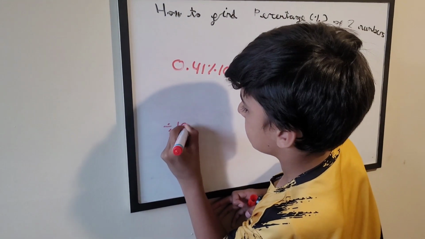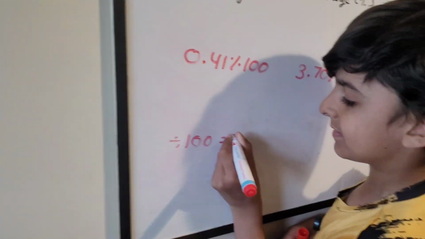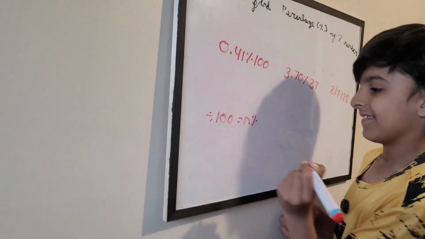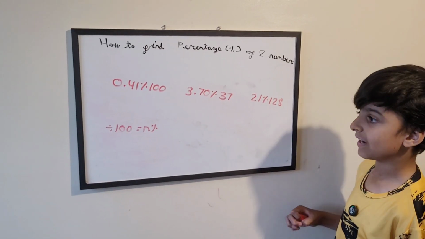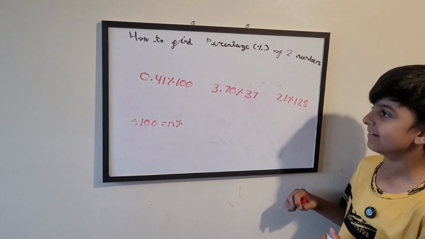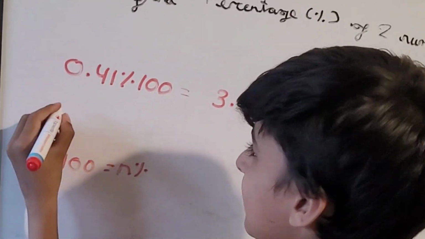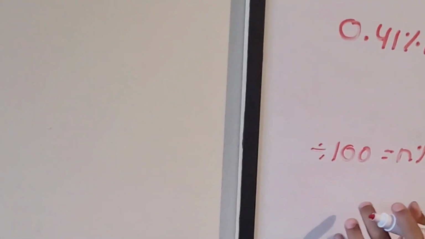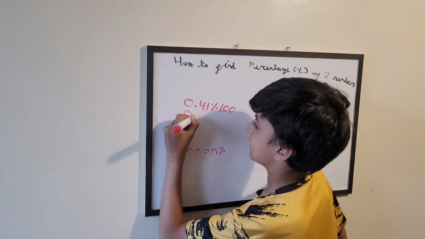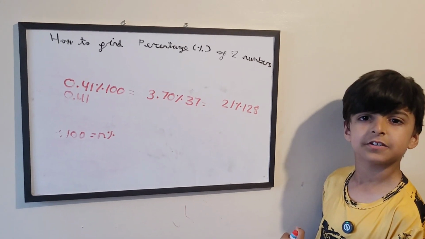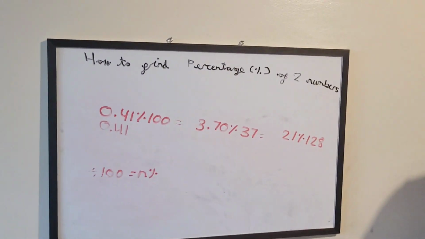Divide by 100 equals. First, if you do anything percentage 100, the answer is the same. Like, what's 0.41 percentage 100? 0.41. Now let's do 3.70 percentage 3.7.